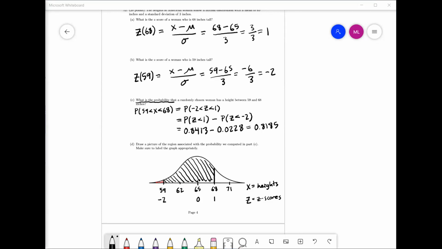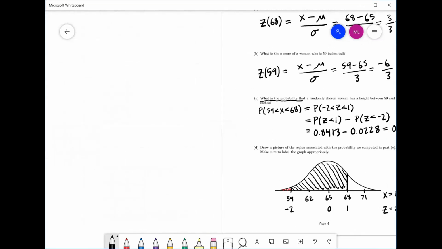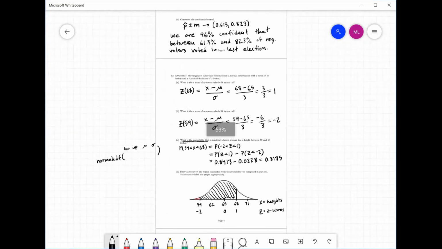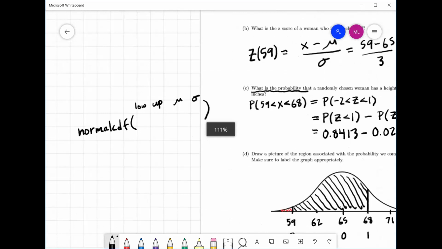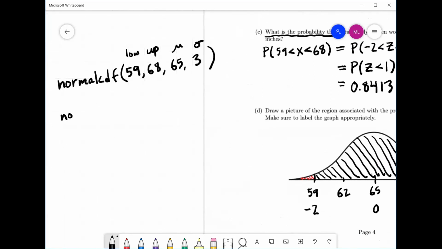I know some of you have calculators where it doesn't take you to this menu, but the idea is in general, it will be, let's write it here, normal CDF, and then we have to enter 4 pieces of information: the lower bound, upper bound, mu, and sigma, in that order. So for us, the lower bound, we could do it either in terms of z-score or in terms of just the original inches. So if we're doing it in terms of inches, the lower height I was interested in was 59 inches up to an upper bound of 68 inches, where the average height was 65 inches and the standard deviation was 3 inches.